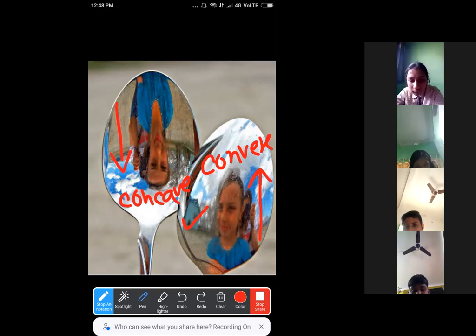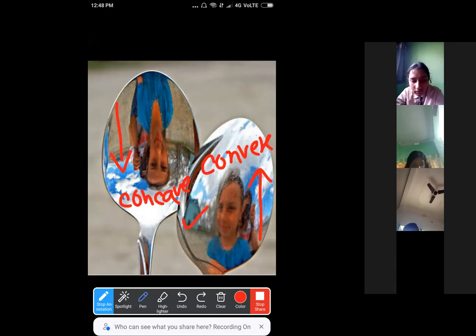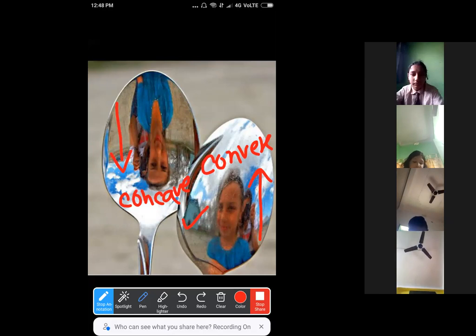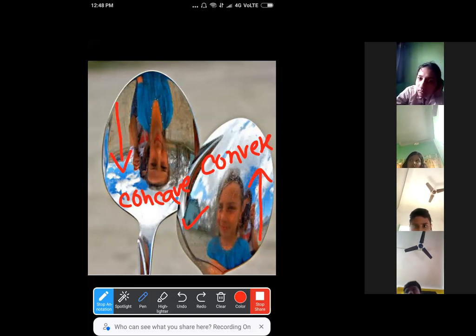So this is the simple and the most common characteristic of the image that is formed in a concave and convex surface. This is the same in case of concave and convex mirrors, and concave and convex lenses. You will read about lenses later, but this particular characteristic of the image formed on a concave or convex surface will be the same in all the cases.